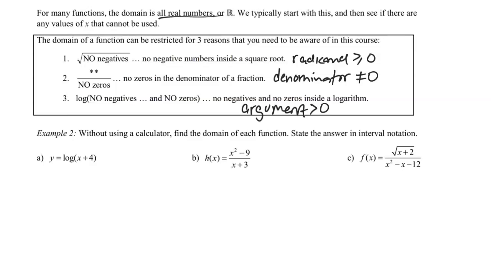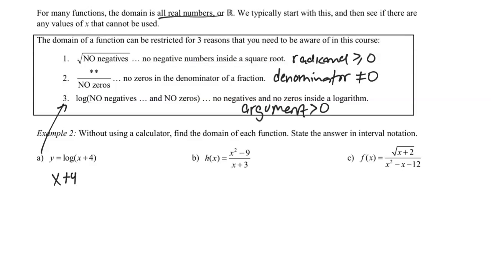Otherwise, if we don't have any of these restrictions, we say that the domain is all real numbers or negative infinity to infinity. Okay, so letter A, we have y equals log of x plus 4, and so I see that that is going to fit into my category of having a logarithm, which means I need to check that the argument is greater than 0.